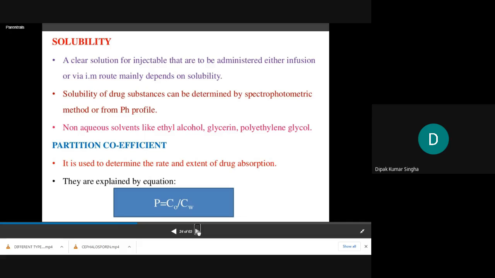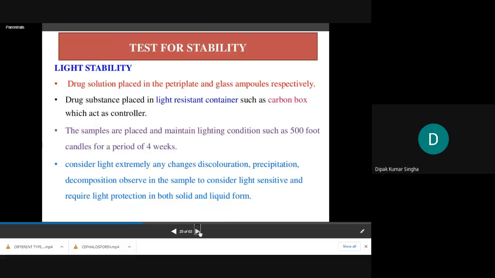After the drug is administered, it will partition, that means whether it enters into the cell or not is determined by the partition coefficient, and it is explained by the equation P = C0 by C0, initial concentration of the drug and initial concentration of water, the oil-water partition coefficient, and light stability.